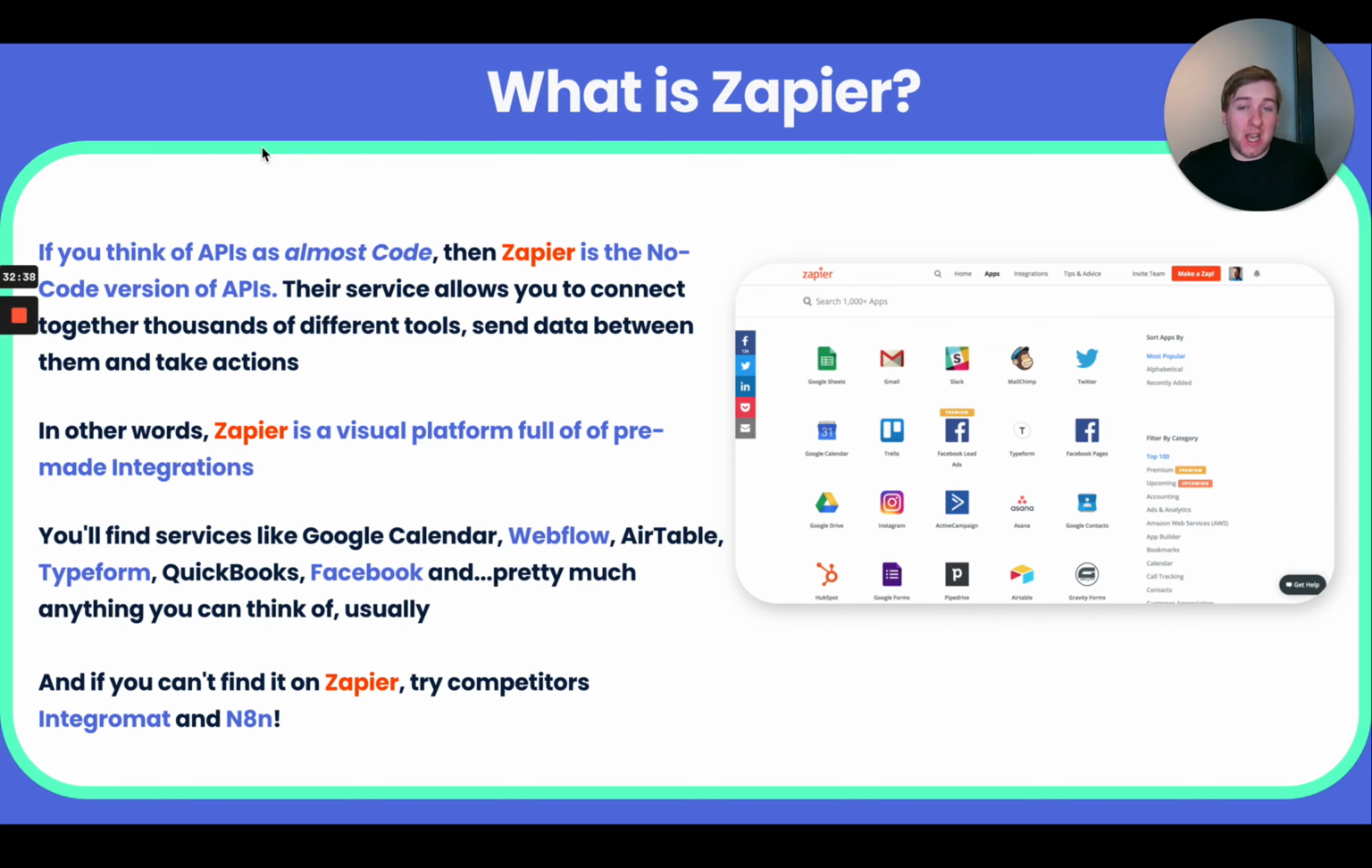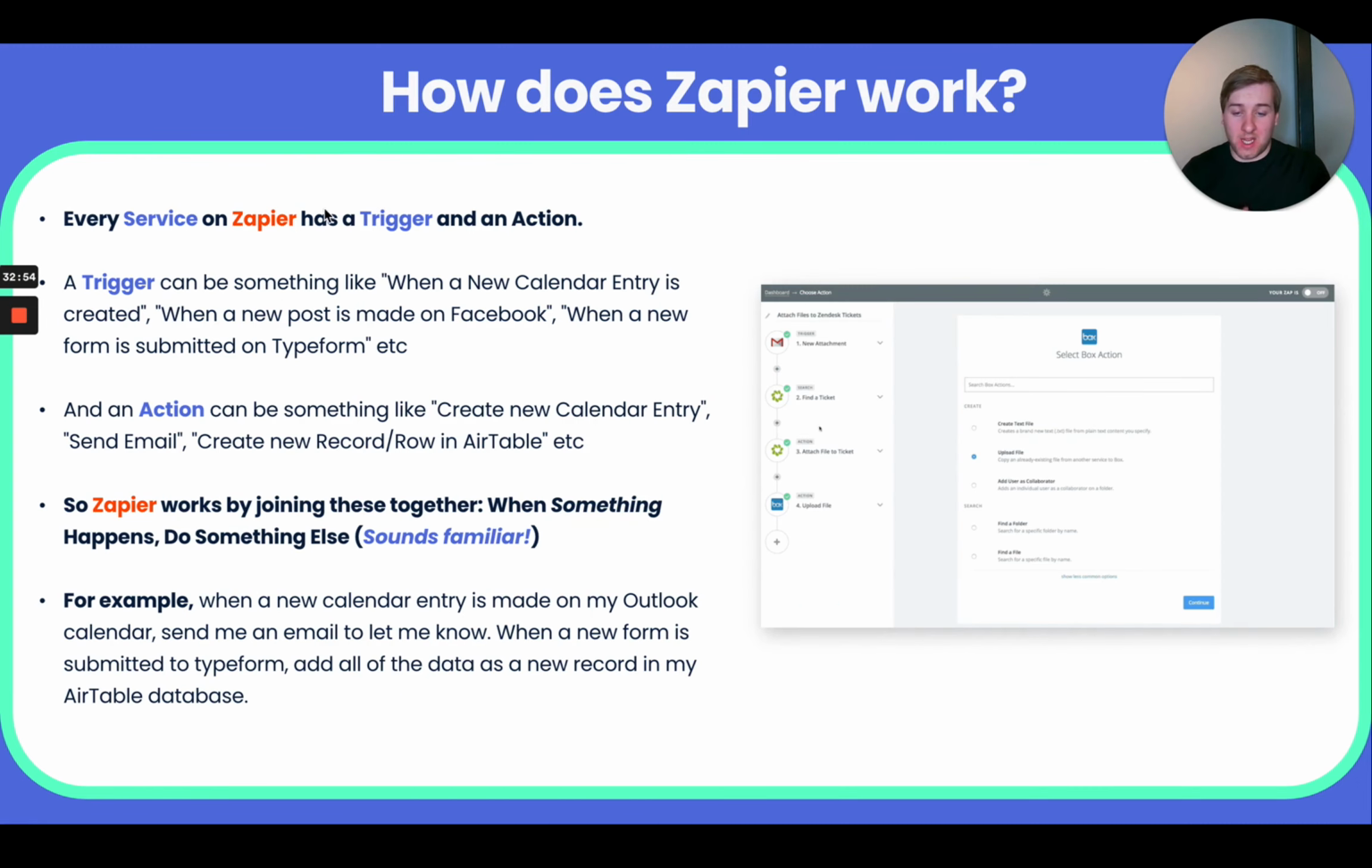I was looking for an API for Etsy the other day. There was nothing on Zapier, but it had something on Integromat. So it's always worth checking all of them out. But it truly is an absolutely wonderful tool. It is used by almost every no-coder out there, so it really is one worth taking a look at.